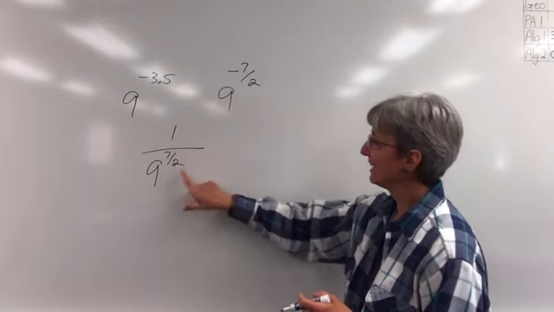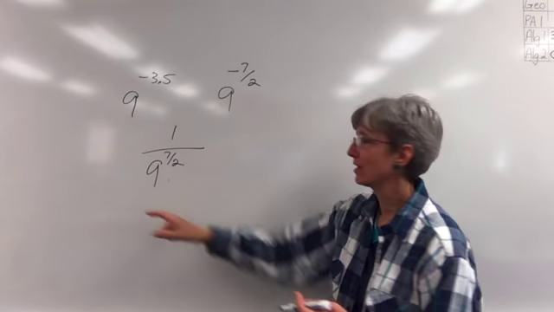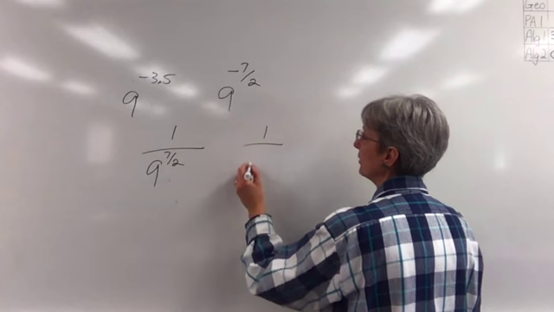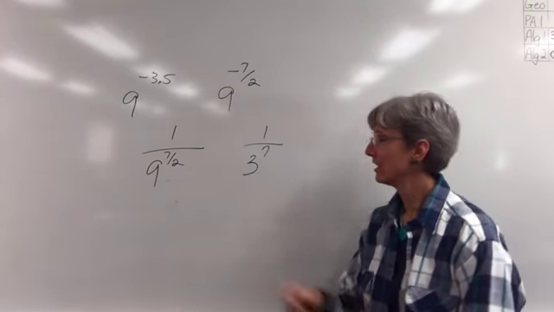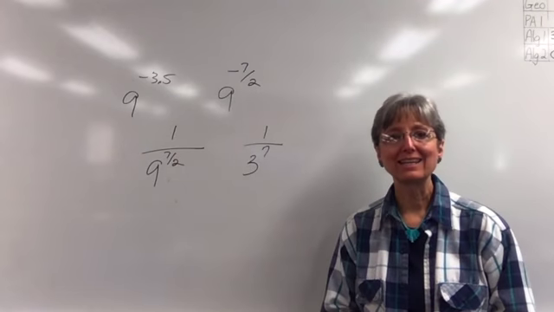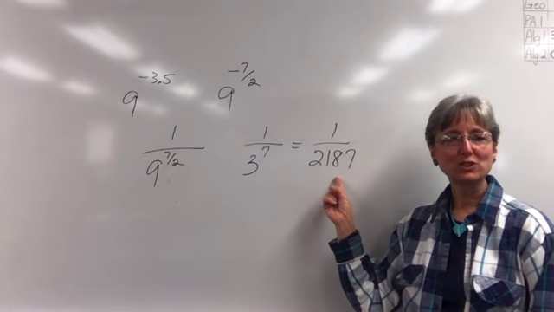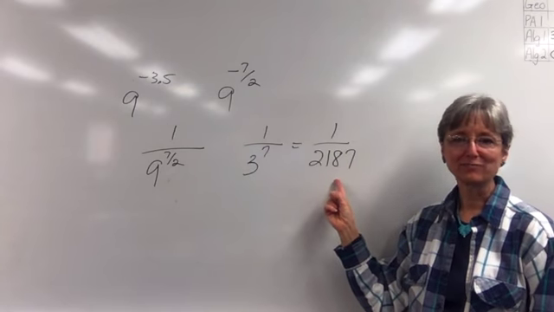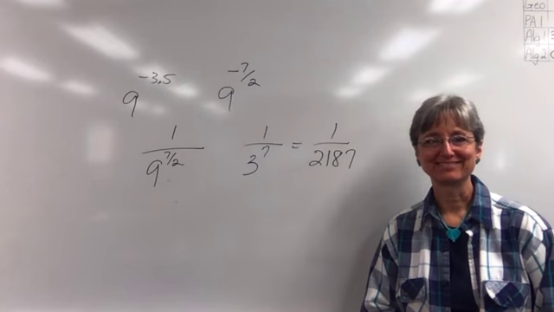There we go. Now this 2 is a square root. Is there a square root of 9? There is. So this is the same as 1 over 3 to the power of 7. So 3 to the power of 7 is a big number that I don't have memorized. It's 2,187. So our final answer is 1 over 2187.